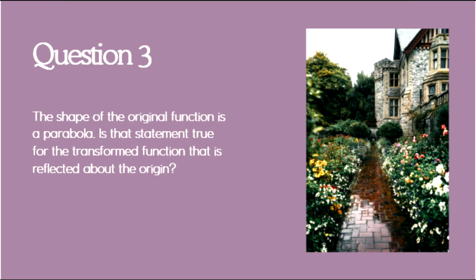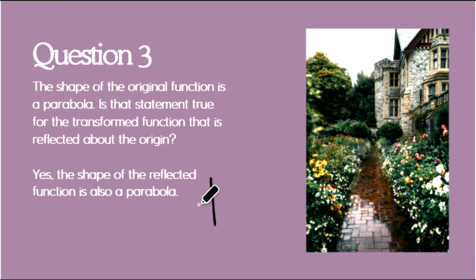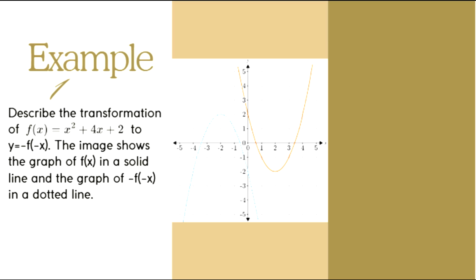Question 3, the shape of the original function is a parabola. Is that statement true for the transformed function that is reflected about the origin? Yes, if I have a parabola here, I'm still going to have a parabola here, right? Parabolas don't become something else.